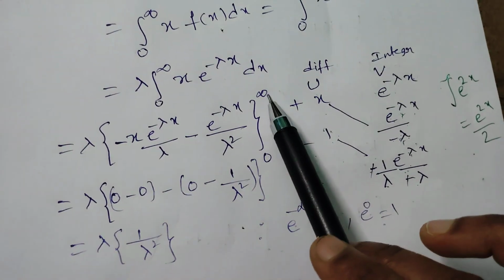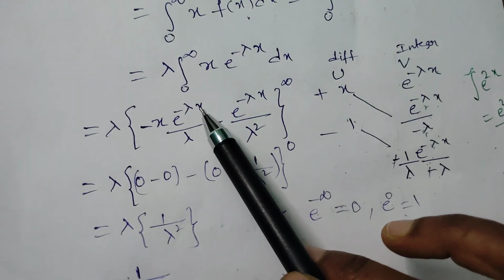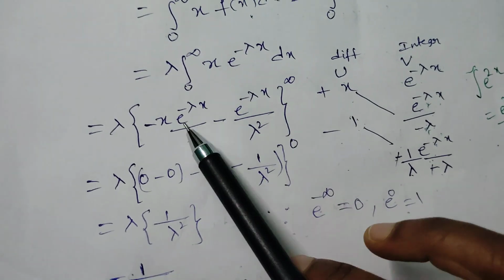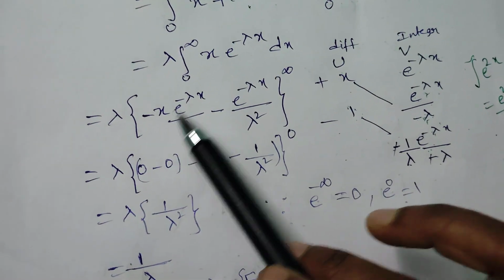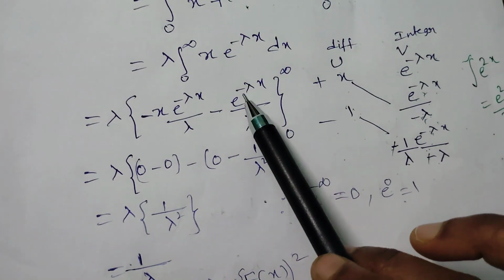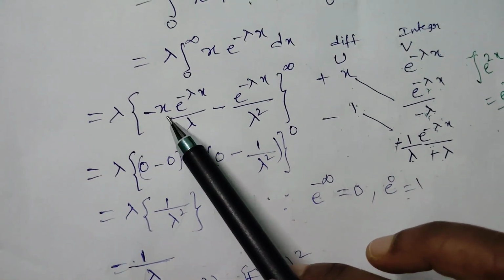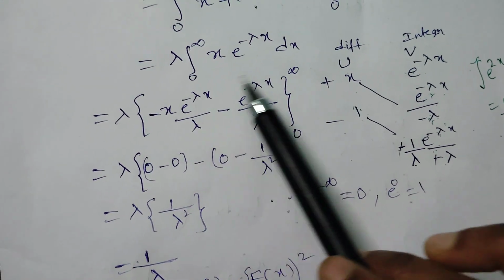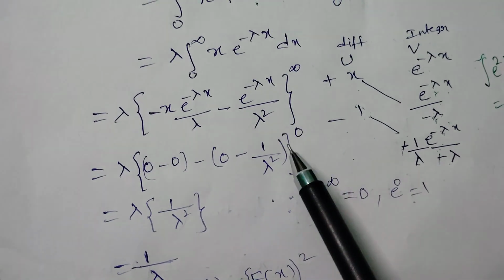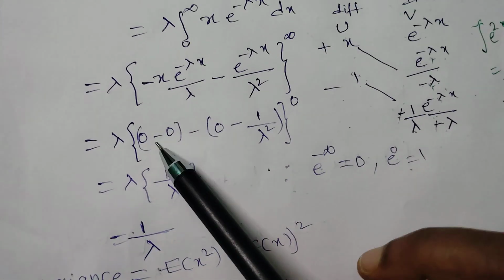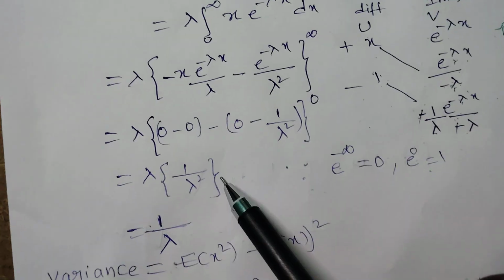Limits are from 0 to infinity. Okay, if I put infinity in place of x, e power minus infinity value is 0. So this value becomes 0 for the upper limit. Minus the lower limit: in place of x, if I put 0, 0 into something is 0. Minus, here e power 0 means 1 by lambda square. This value becomes 0 because x is there, so 0 into something is 0. Here x is not there; in the power we have x, that means we get e power 0. E power 0 value is what? 1 by lambda square. So here the total is 0, minus into minus is plus 1 by lambda square. Here one lambda gets cancelled.